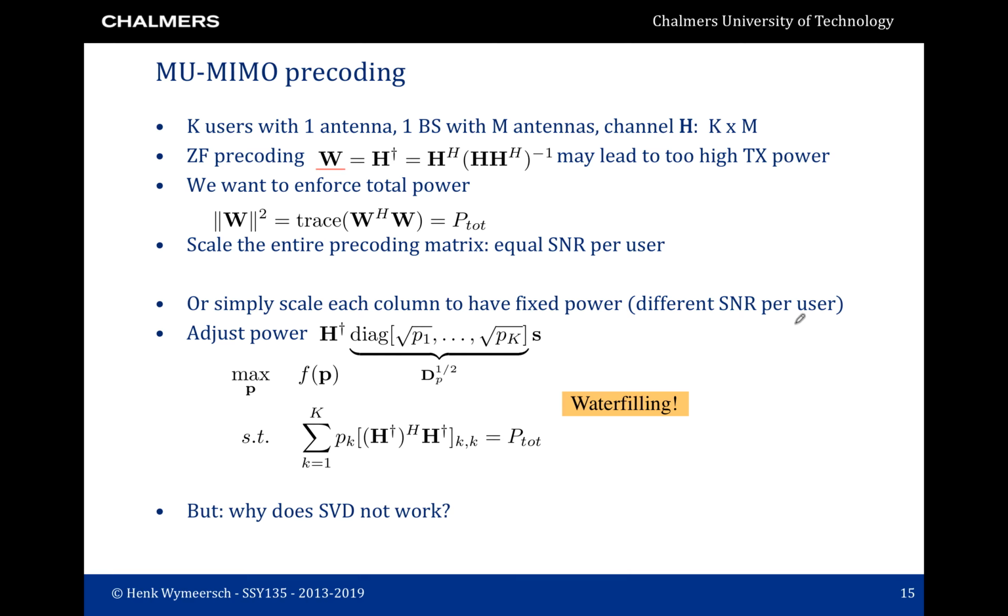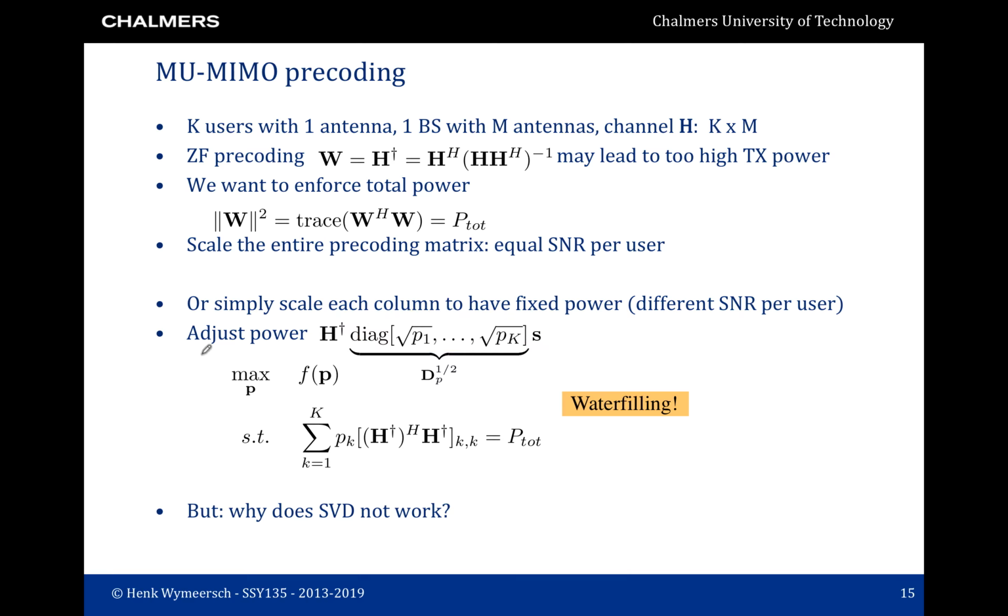And this will lead to different SNR per user. So we do the following. We take the pseudo-inverse of the channel as our precoding matrix. S is the transmitted data. And then in between, we have a matrix of square roots of powers. This is a diagonal matrix where the first entry is the square root of the power assigned to user 1, and the last entry is the square root of the power assigned to user K. We can then play around with these powers. So if all the powers are equal, we get back to the first case of equal SNR per user.